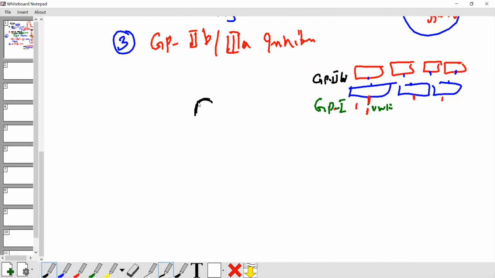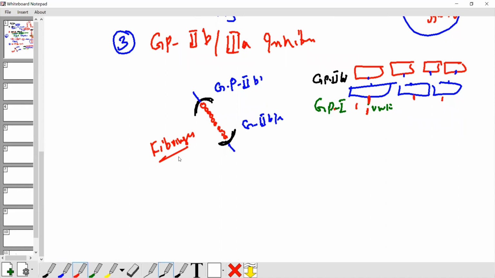These are two glycoproteins: this glycoprotein 1, and another glycoprotein, 2b3a. Between these two, what is this molecule? This is fibrinogen. This molecule is the attachment done by fibrinogen. Later, after the clotting cascade, factor 2, thrombin, acts on fibrinogen and changes it to fibrin.